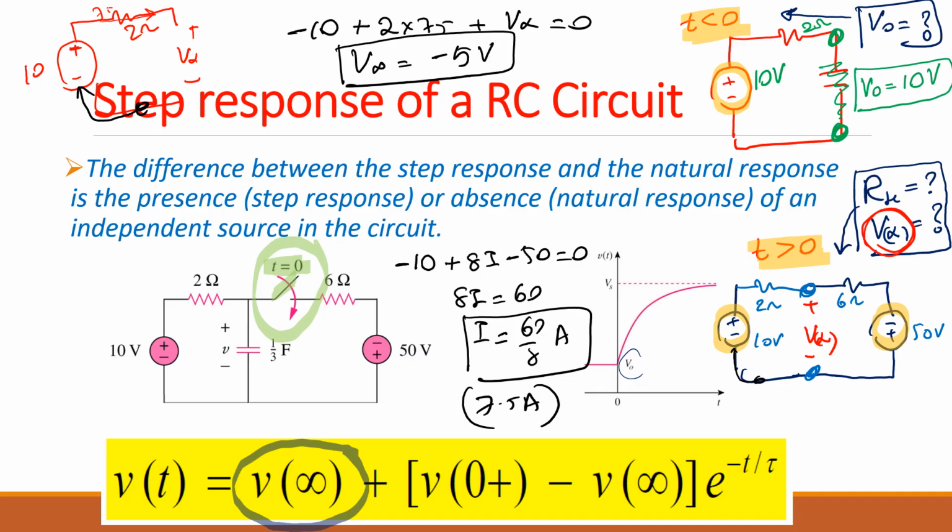So you know V infinite and you know V naught. Only thing left is finding RTH.